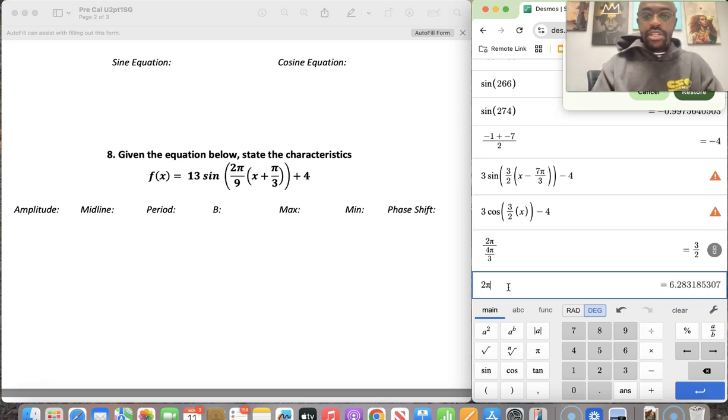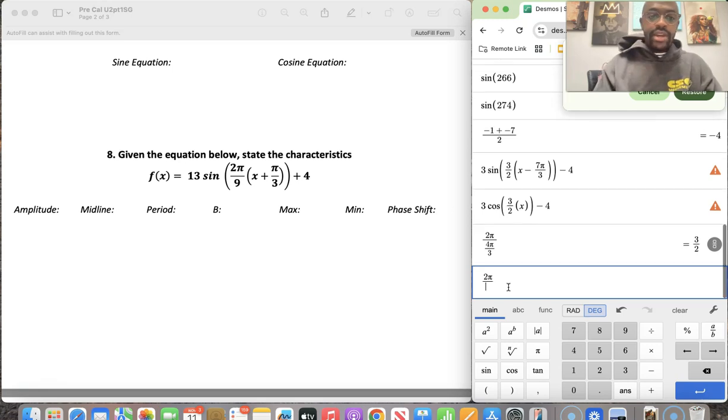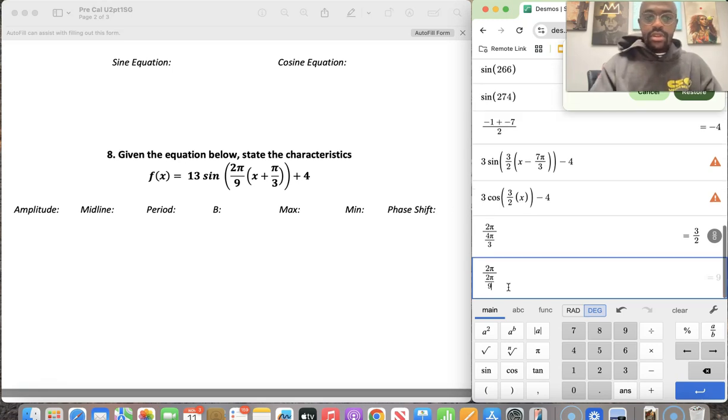So if I want to find my period, just how I took 2 pi divided by the period to get the frequency, I'm going to take 2 pi divided by the frequency and get the period. So my period is 9 here. All right. We got the period is 9. We got the frequency is 2 pi over 9.